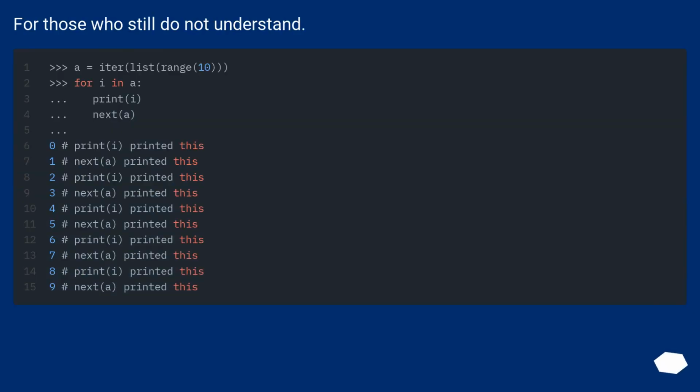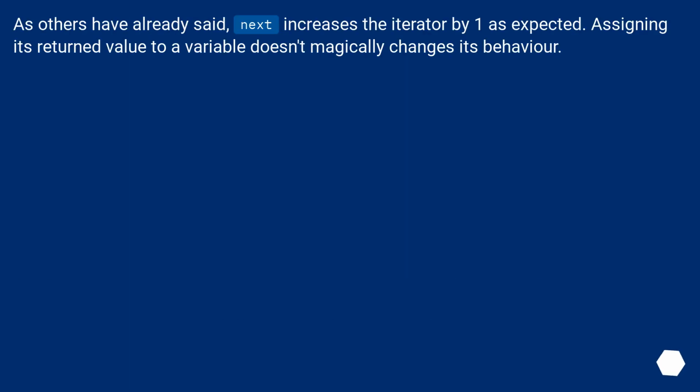For those who still do not understand. As others have already said, next increases the iterator by 1 as expected. Assigning its returned value to a variable doesn't magically change its behavior.